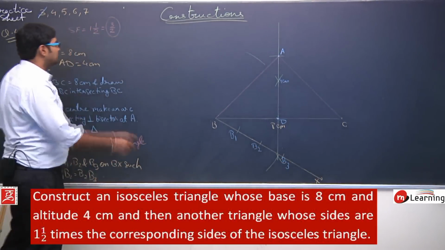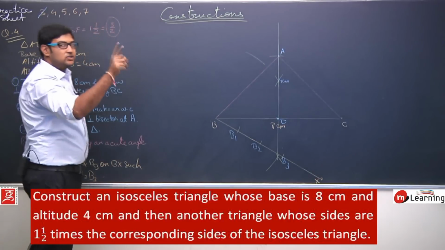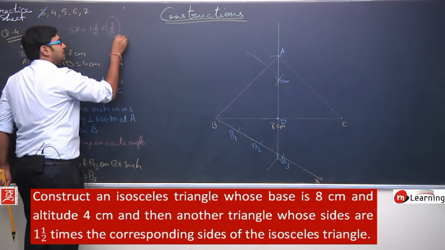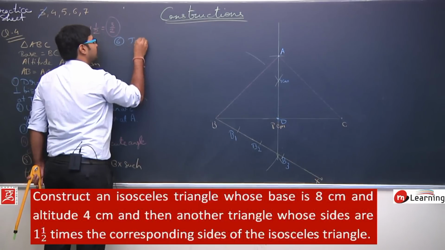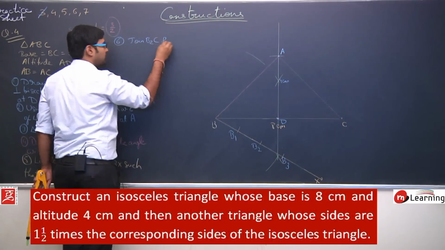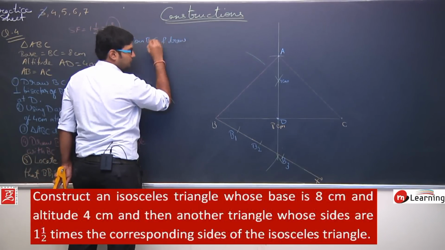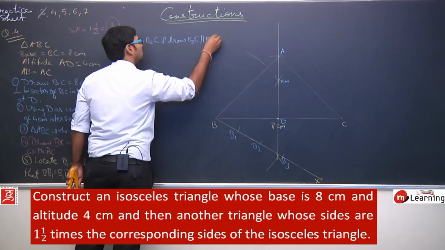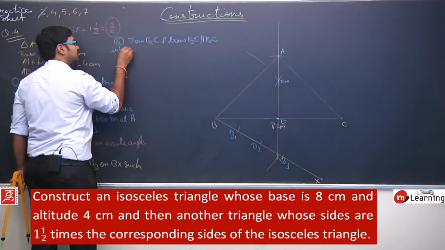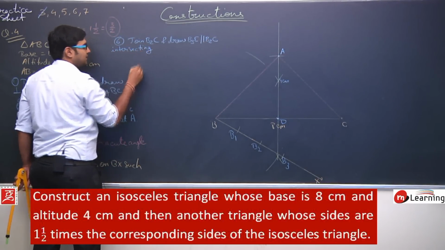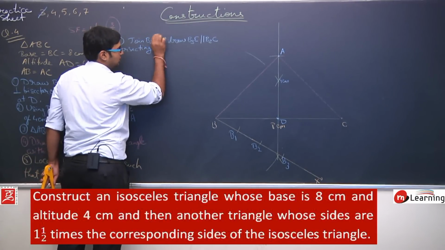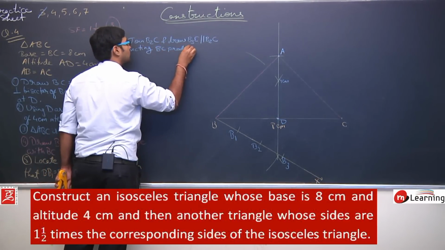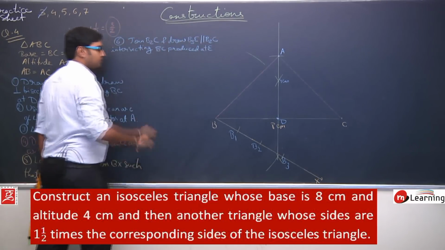Now what is the next task? You need to see the denominator is 2, so I will join this B2 with this point C. So the sixth step is join B2C and draw B3E parallel to B2C, intersecting BC produced at E.